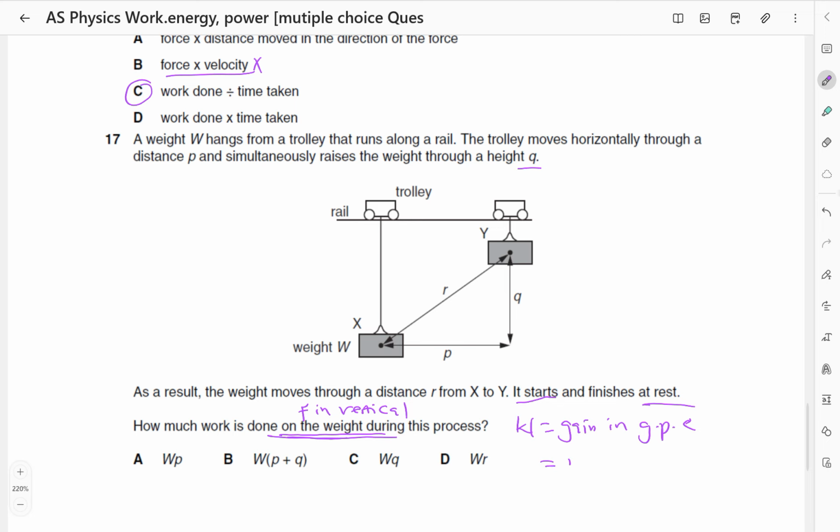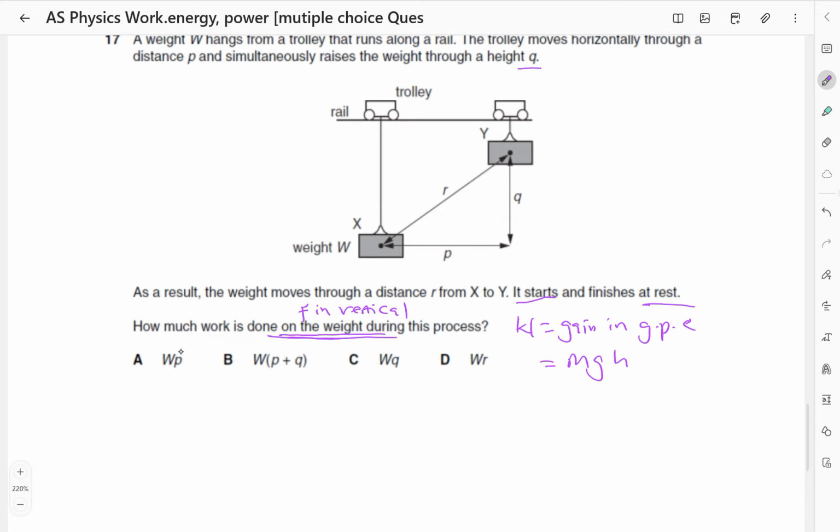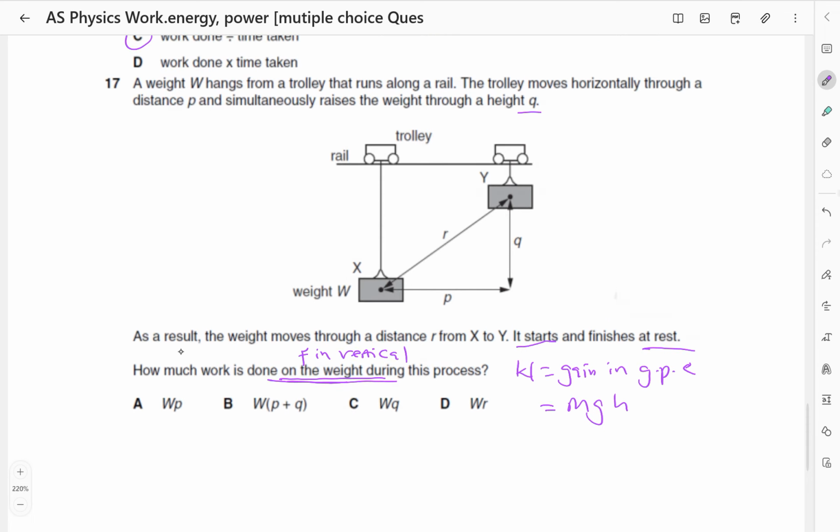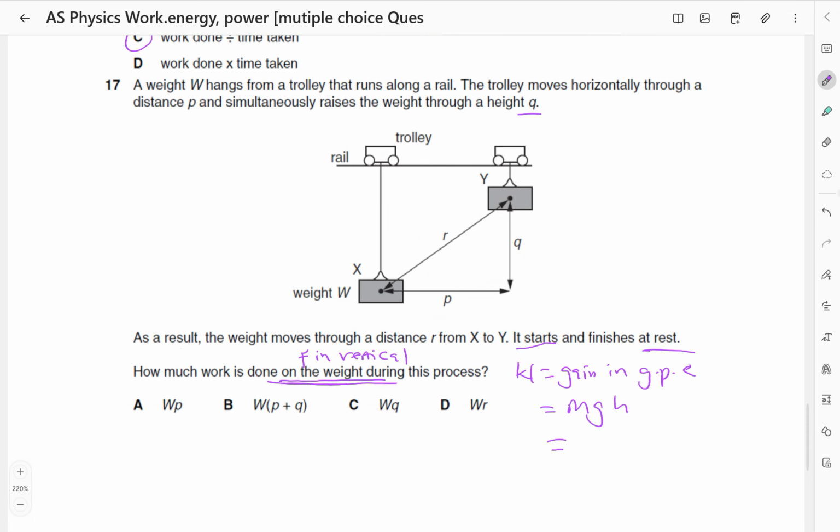So this is going to simply be mg times h. So what is mg? Mg is going to be the weight. I think they gave us the weight is W. So this is going to be W. Then the height is just Q. So our answer is going to be C, W times Q.